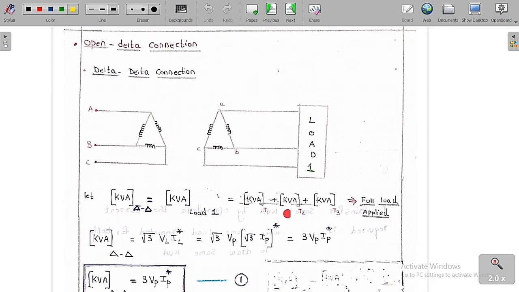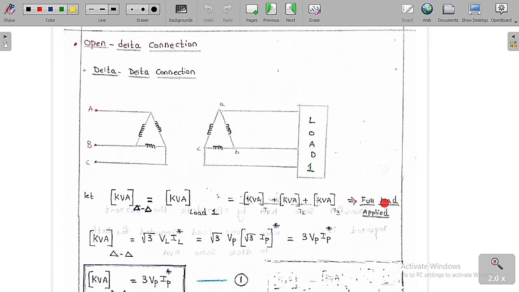Then with full load applied, what is the kVA of the transformer? It is the kVA of transformer 1 plus kVA of transformer 2 plus kVA of transformer 3. If we make the connection with three single-phase transformers, the overall kVA is the summation of the individual transformer kVAs. So if you connect the three single-phase transformers in delta, the overall rating of the delta connection is equal to kVA of transformer 1 plus kVA of transformer 2 plus kVA of transformer 3.